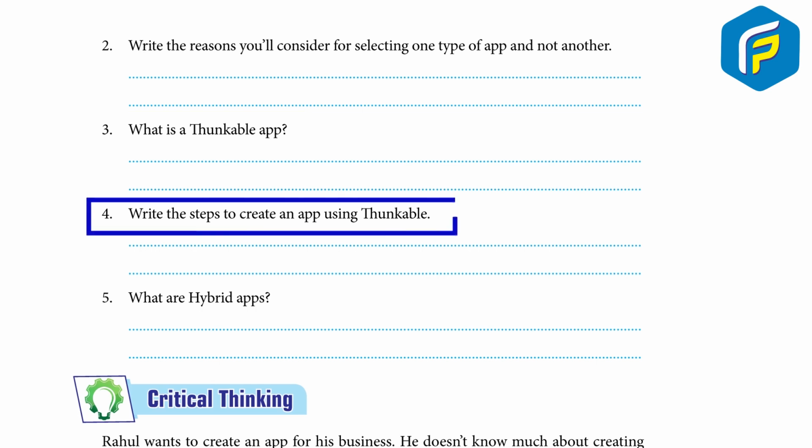4. Write the steps to create an app using Thunkable. Answer: Creating an app with Thunkable. Steps: 1. Scroll down to the image tool in the design section. 2. Place the picture tool in the layout screen by dragging and dropping it there. 3. Choose a picture from the image panel on the right side of the screen. Utilize the upload files option to upload an image from your PC. 4. As soon as the picture has been added to the layout screen, you can drag and drop it to reposition it.